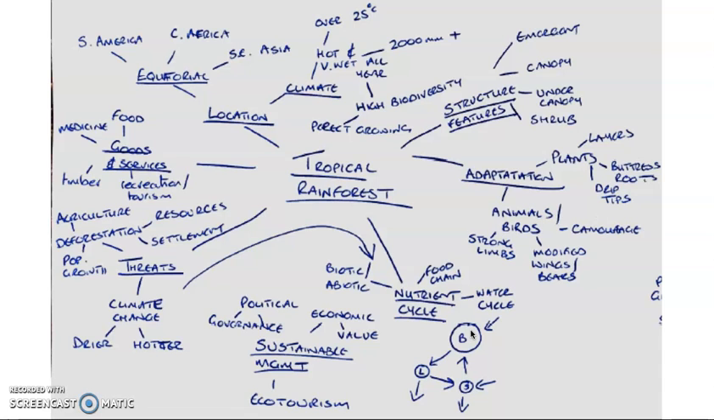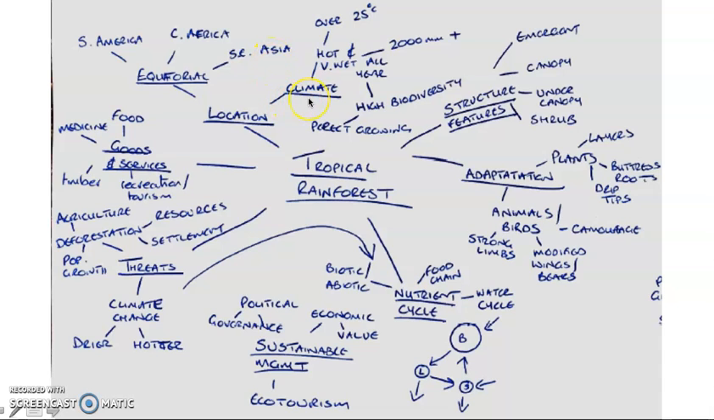So let's look at tropical rainforest. Well, we need to understand their location. They are equatorial. Although they're called tropical, they are not on the tropics. Get that into your heads, please. They are found on and around the equator, places like South America, the Amazon in Brazil, Central Africa, the Congo, and Southeast Asia, places like Thailand, Indonesia, and Malaysia.